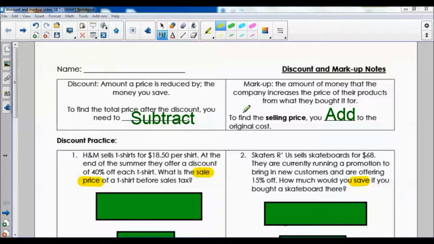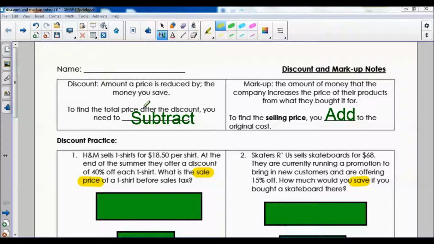So maybe they buy a movie for $8 and they sell it to you for $15, right? They're making $7 off of you. So when you're finding the markup to find the selling price, you're going to add to the original cost. So it's kind of like tax and tip, it's something additional that you're going to pay. Okay? Alright, but first we're going to start with discounts.